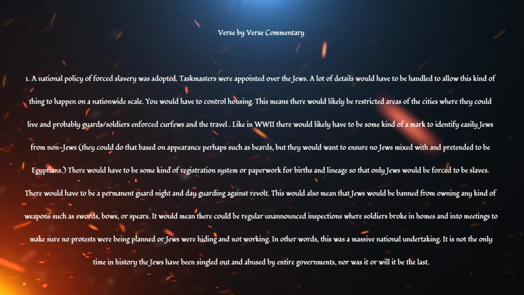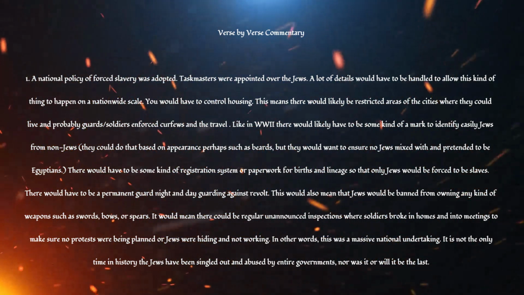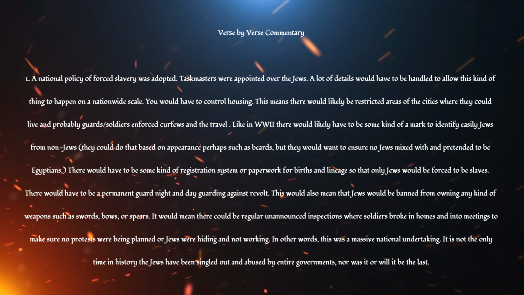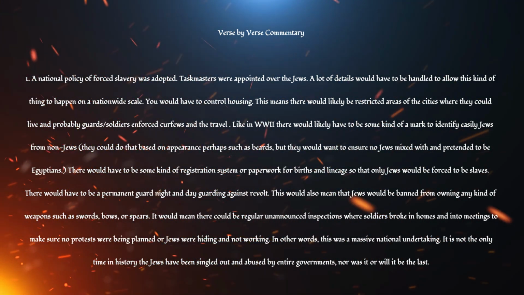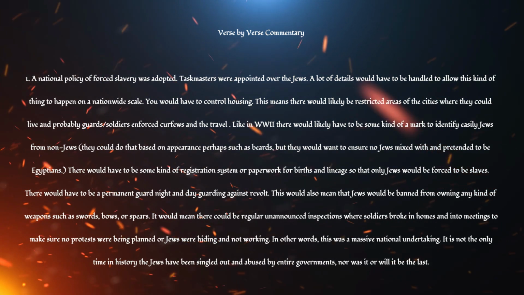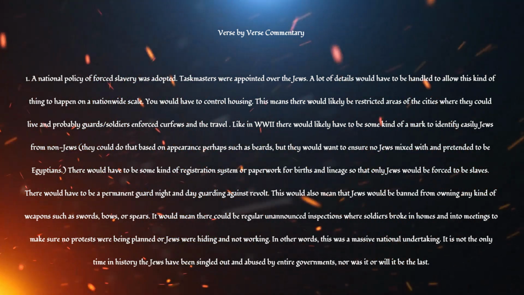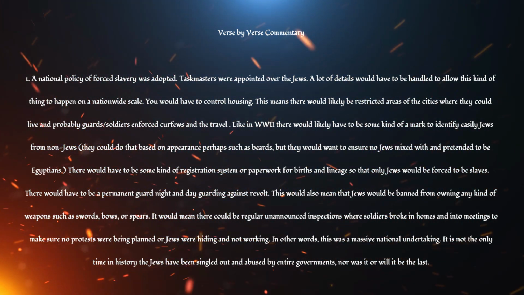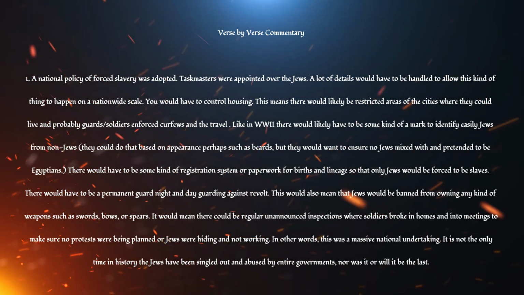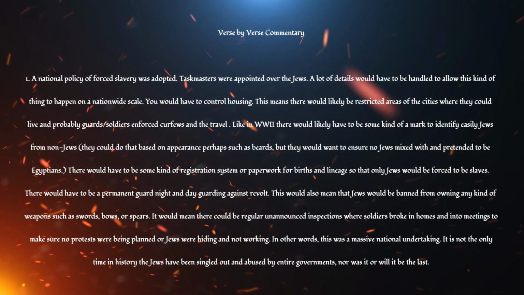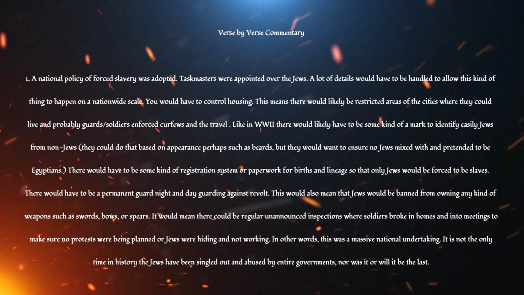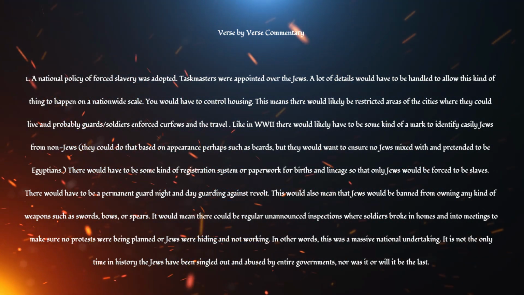This means there would likely be restricted areas of the cities where they could live, and probably guards, soldiers, enforced curfews and travel restrictions. Like in WW2, there would likely have to be some kind of a mark to identify Jews from non-Jews easily. They could do that based on appearance, perhaps such as beards, but they would want to ensure no Jews mixed with and pretended to be Egyptians.